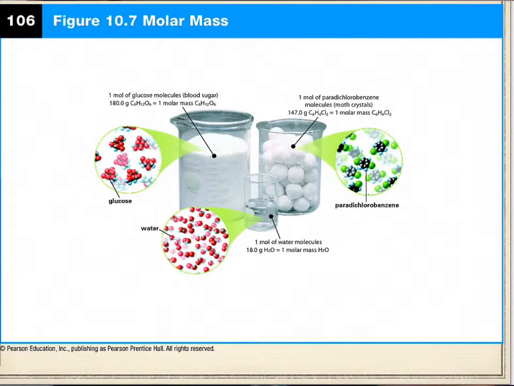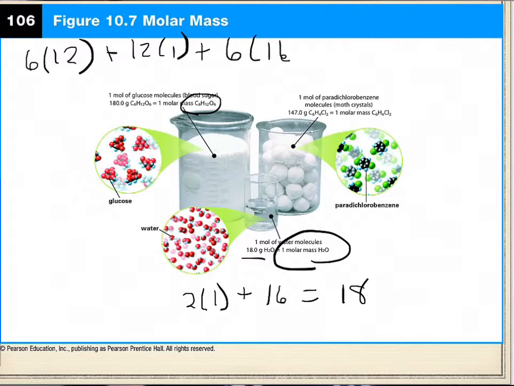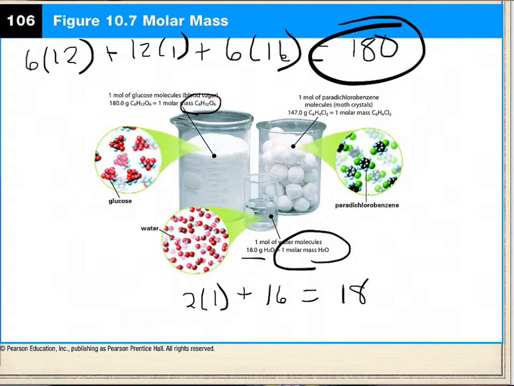Let's take a look at a couple of examples. Here we've got water. H2O says its molar mass is 18. Well, how come? Because it's 2 times hydrogen. We're just going to use 1 plus 16. That equals 18. Okay. What about glucose? C6H12O6. How do we figure that out? Well, 6 times carbon. Carbon is 12. Plus 12 times 1. Plus 6 times 16. Add all those up. Comes out to be 180. So you simply add up all of the ones that are in there.